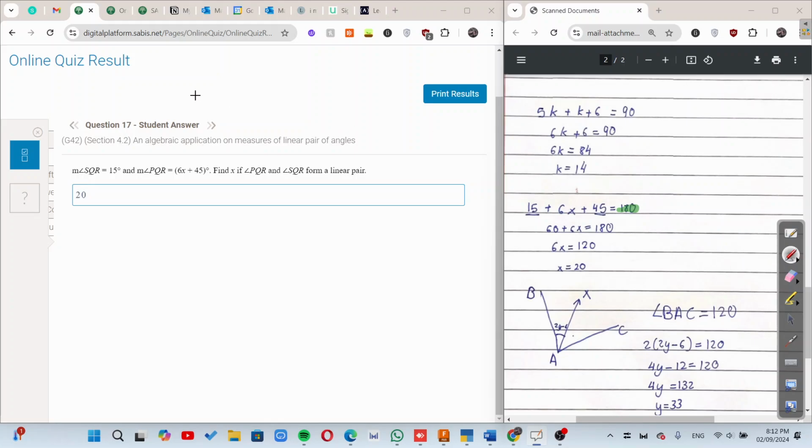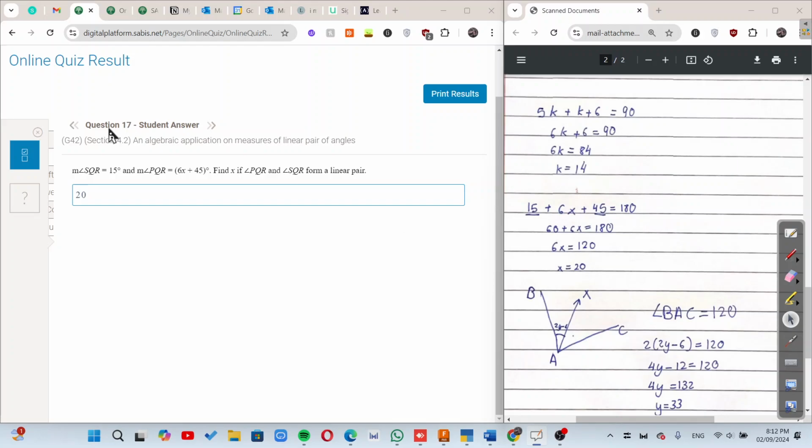So now we need to take 15, plus 6x plus 45, and this is equal to 180. Now add like terms, which is 15 and 45, you're going to get 60, plus 6x equals 180. Move this to the other side, you're going to get 6x equals 120, and then from that you get x equals just 20.